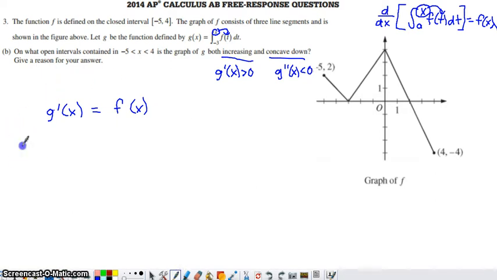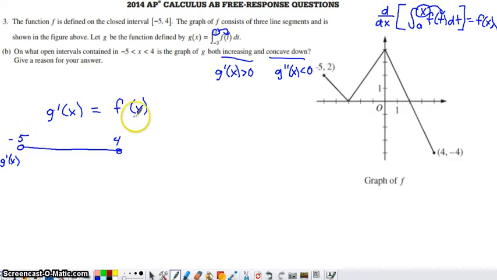What I'm going to do right now is build a quick sign chart for g prime of x. The sign chart needs to hold for the open interval from -5 to 4, so that's what those open circles are denoting. g prime of x is obviously equal to f of x, but if I'm looking for the sign of g prime of x, I would need to know when g prime is 0 and when g prime is undefined, at any x values between this one and this one.